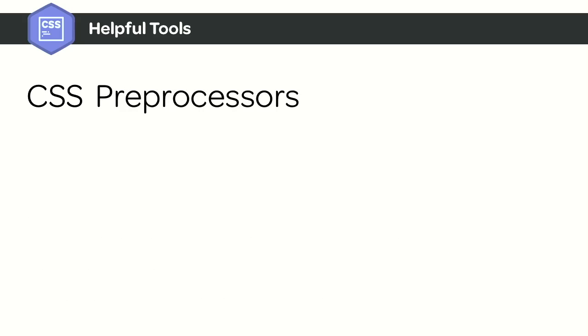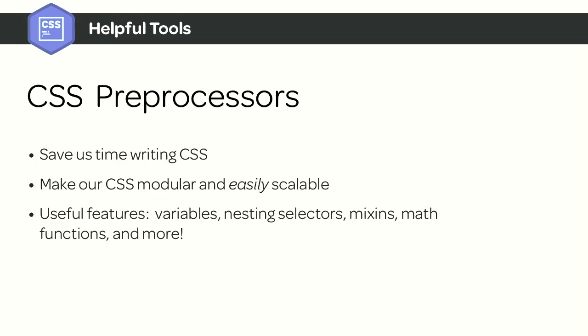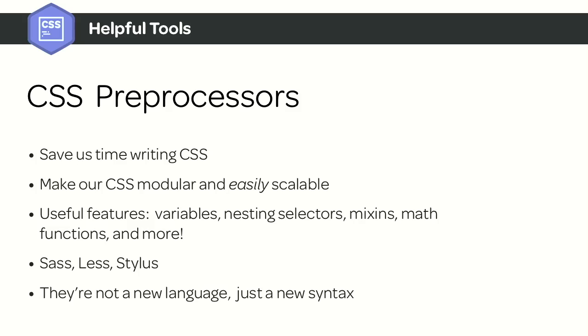So next, another helpful tool is CSS preprocessors. Preprocessors save us a lot of time writing CSS, and they make our CSS modular and easily scalable. A lot of the useful features in CSS preprocessors are being able to create variables, nest selectors, create mixins, and do math functions, along with a lot more features. Some of the most popular CSS preprocessors are Sass, Less, and Stylus. Preprocessors do require a bit of a learning curve, but just remember that it's CSS after all, and they're not a new language, just a new syntax.